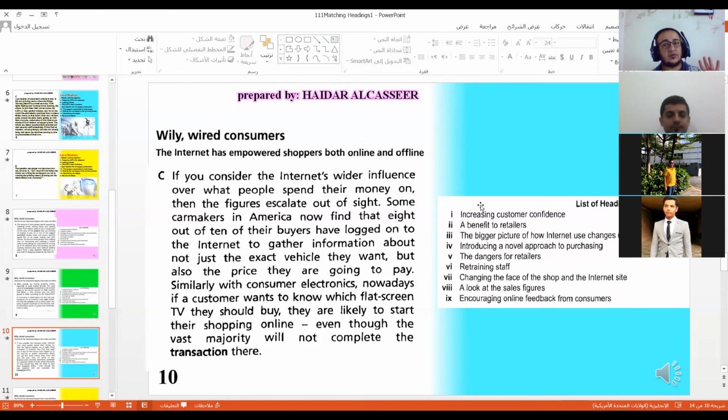III, Hussein. Why? Yes. The bigger picture of how internet, yes, and bigger is wider, perhaps. Internet, influence, changes, that means change. Yes. Consumer, we have people spending their money, the people who spend money. Consumer, customer, client, buyer. Okay, everyone? Okay, Abdullah?